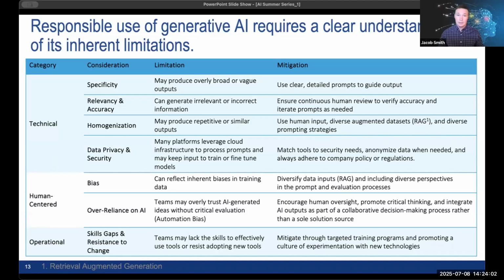There may be issues with relevancy and accuracy. Many of you might be aware that these models can hallucinate.